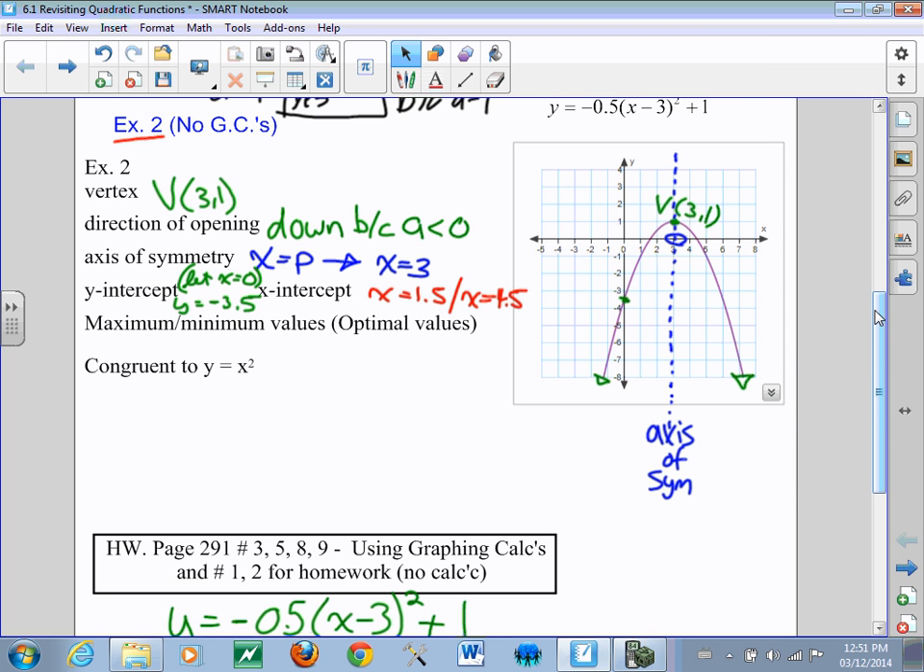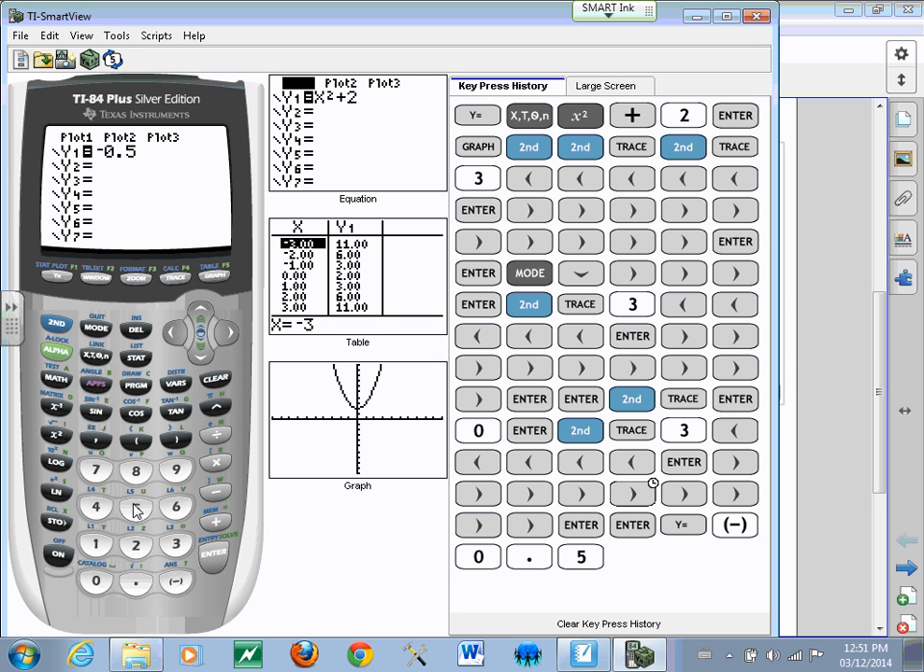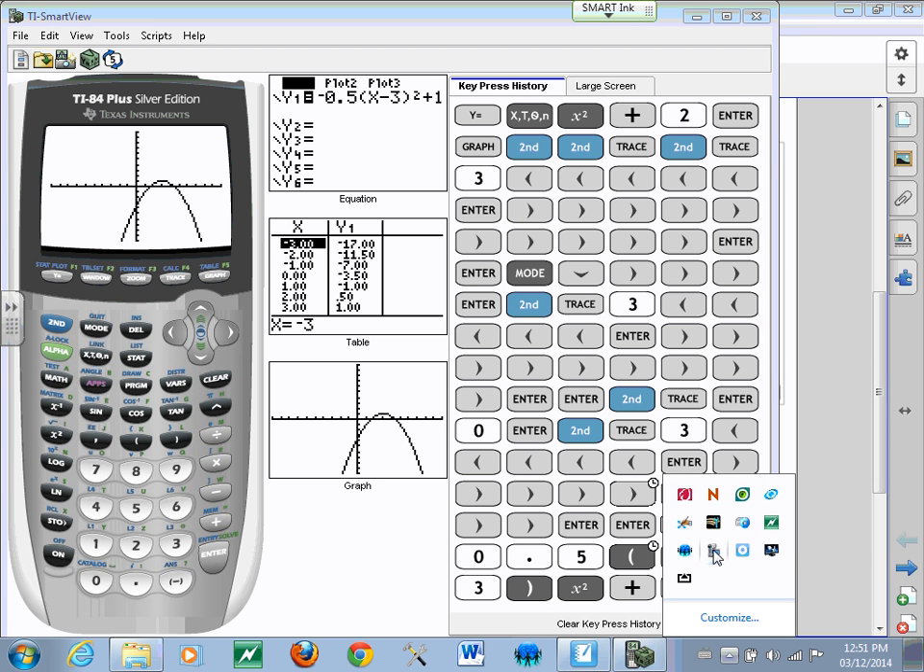Okay, so let's flip to the question, go to the graphing calculator. Let me plug this equation in first. So negative 0.5, opening bracket, x minus 3, squared, plus 1. Let's just make sure we got a nice graph there. Okay, that's it. Just 1 second. All right, class, sorry about that.